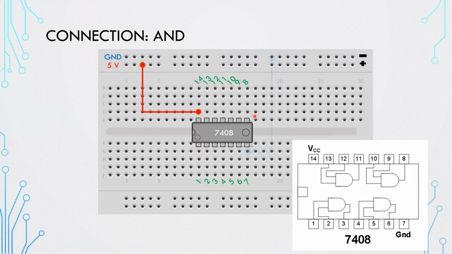So bring wire to 5 volt. Then the ground, GND to the ground. So this is 7, I connected to the ground. This is 14 connected to 5. Then I'm gonna bring the input.